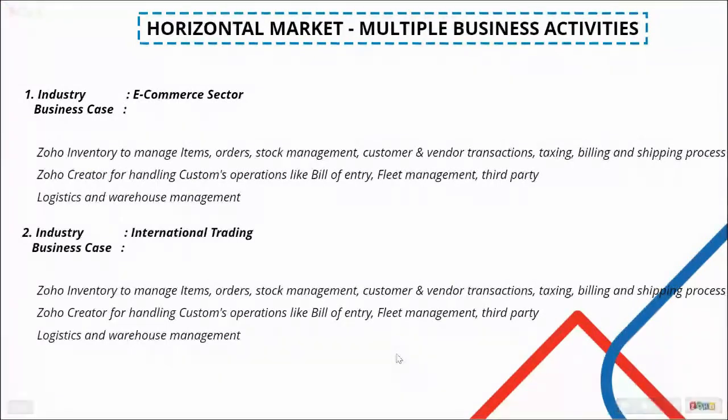And coming to the horizontal market, which focuses on the multiple business activities. Within this, we can focus on the e-commerce sector and also the international trading. So when you take the e-commerce sector, we would build the e-commerce site by using Zoho Sites as an ecosystem. All the customers would raise sales orders from the Zoho site, and they can place the orders from Zoho Sites, and they can use Zoho Inventory as a backend to manage the orders or the customer and vendor transactions, or to stock the items, or to manage the shipment process, packing process, and all that.